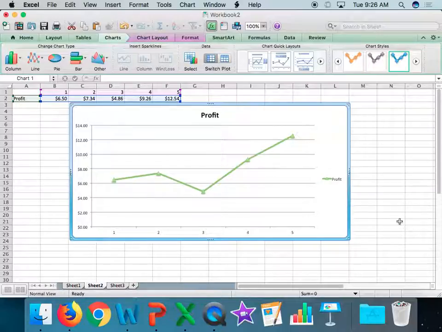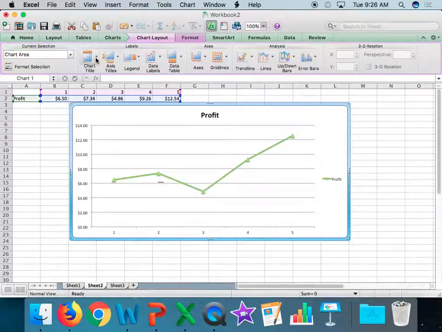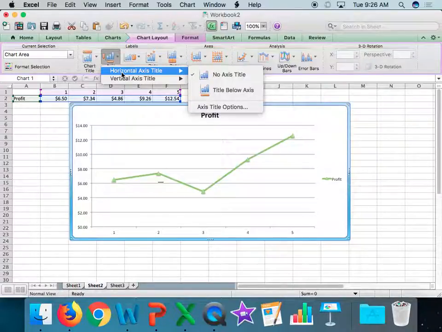Okay, let's just go through just real general. What's my chart title going to be? Chart title. Yes. Profit from the lemonade stand. Excellent. What's my horizontal axis going to be? Horizontal. Yes. Days of the week or days in business. Sure.